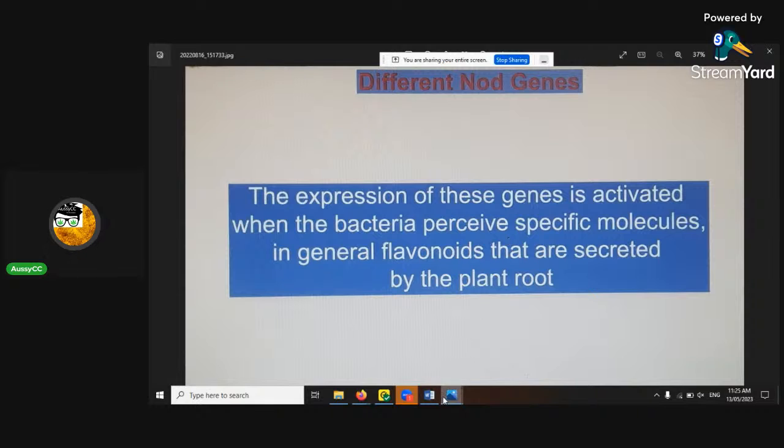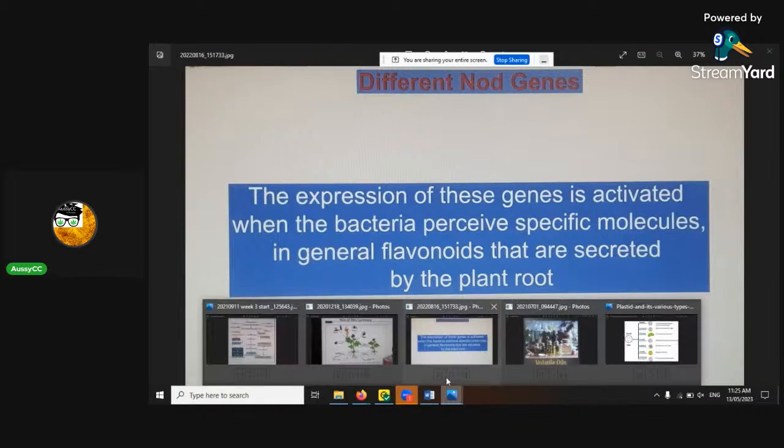So some roles of some flavonoids. This is an example of the genes in plants. The expression of these genes is activated when bacteria perceive specific molecules, like we were just talking about. I've got to see it a few times to learn it.